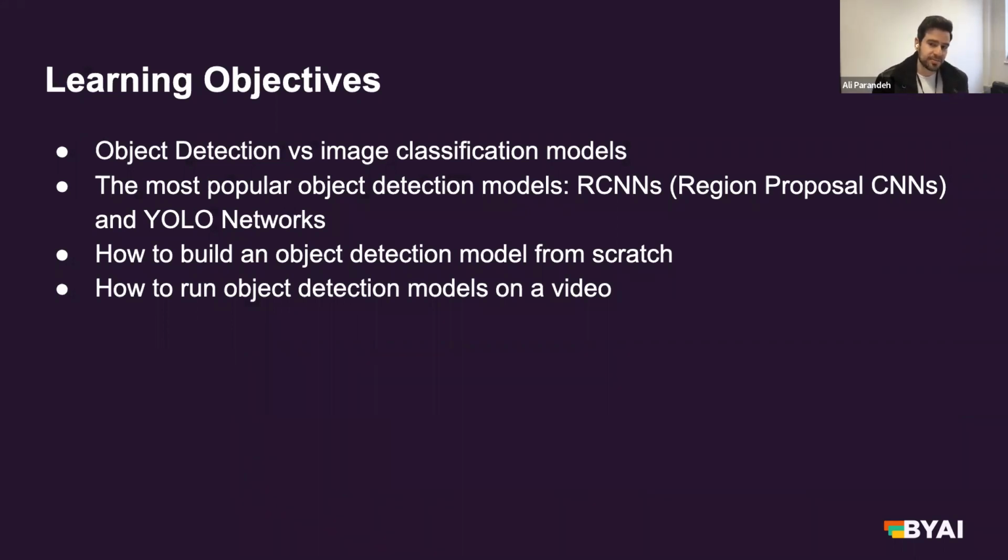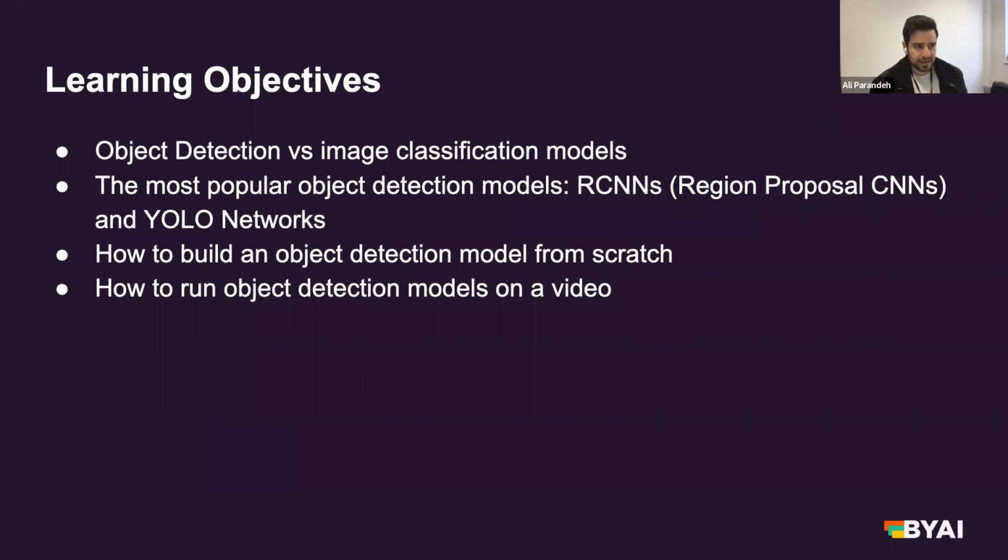In terms of what we will be covering today, we're going to cover the differences between object detection and classification models. And we're going to look into the most popular object detection models. In particular, there are two families of object detectors: region proposal object detectors, or two-stage models, and YOLO networks and one-stage models, such as single-shot detectors. We're going to open them up today and figure out exactly how they work.